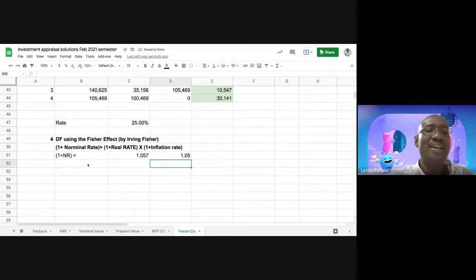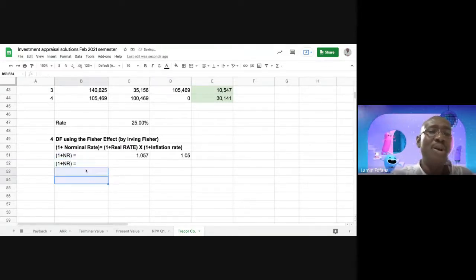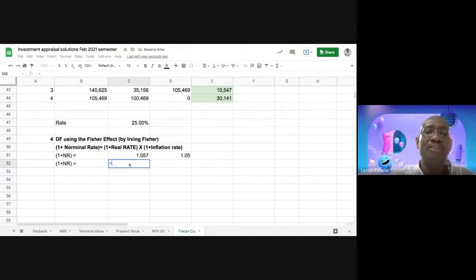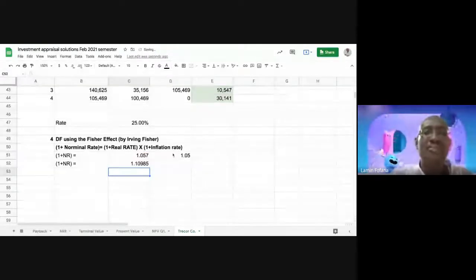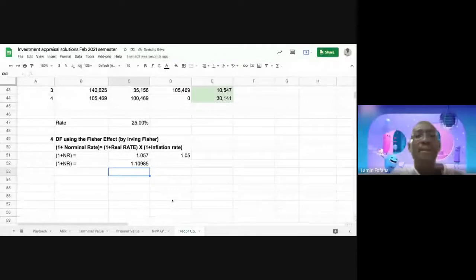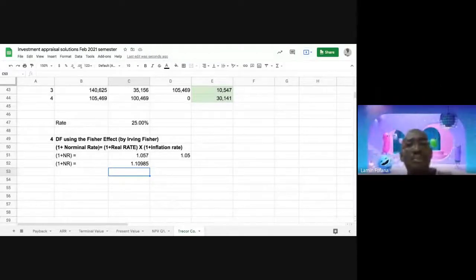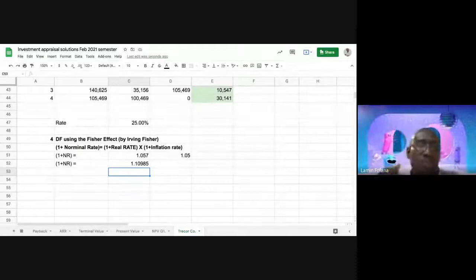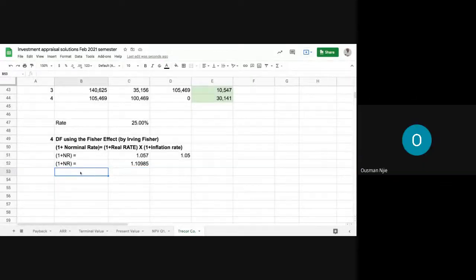Okay? So now, mathematically, this will be what? Our 1 plus nominal rate will be equal to what? Let's multiply the two numbers. This multiplied by that gives us 1.10985.